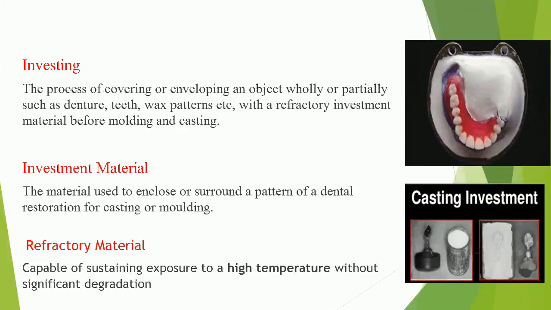Let's go over some terminologies. Firstly, investing. This is the process of covering or enveloping an object wholly or partially, such as a denture, teeth, or wax pattern, with a refractory investment material before molding and casting. Now, investment material is the material used to enclose or surround the wax pattern of a dental restoration. And a refractory material is basically a resistant material that is capable of sustaining exposure to high temperature without significant degradation.